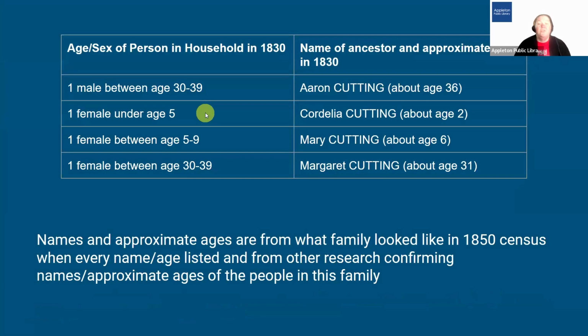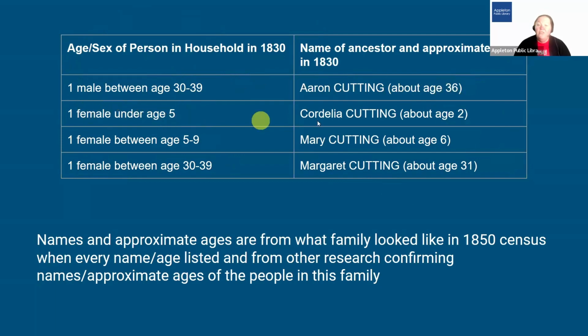I'm going to compare that to the people that I know should be in this family based on my other research. So you can see they've got 4 tick marks in the 1830 census that I wrote down in one part of my spreadsheet. And in my other part of my spreadsheet, or my table, I wrote down the name of the person and approximately what age they'd be. So I can see Aaron was about 36. Well, there's a man in the house between age 30 and 39, assuming it's Aaron because he's the head of household listed on the census. And that age makes sense.